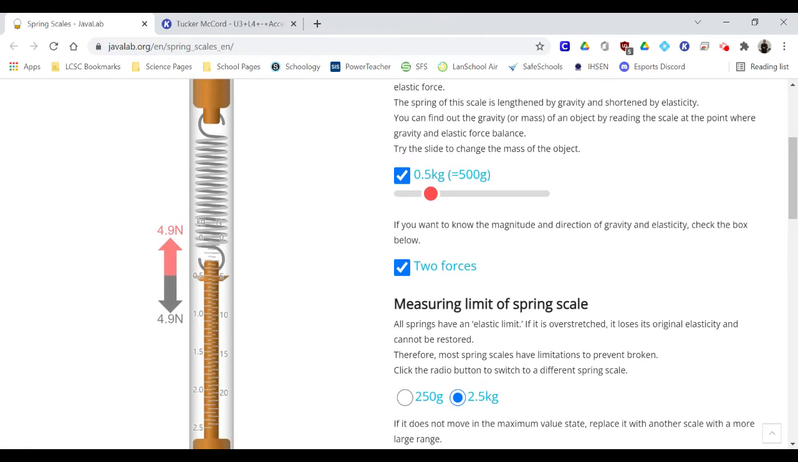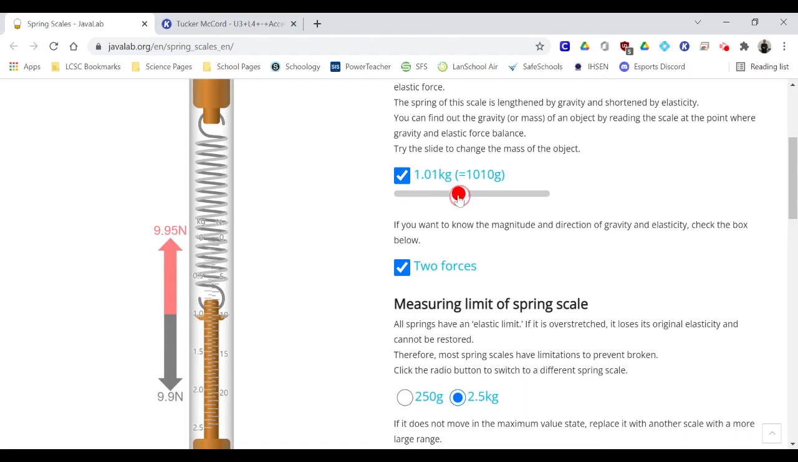Okay, so right now we have a 0.5 kilogram mass. We can change the size of that mass to, let's do, 1.01 kilograms. This also gives you it in grams, but remember for our equation, force equals mass times acceleration, or the rearranged version where acceleration equals force divided by mass, we want to make sure that we have the mass in kilograms. Our force is given to us over here in newtons. Again, you're reading the gray arrow, although the red arrow should also have the same number if it's stabilized and balanced out.